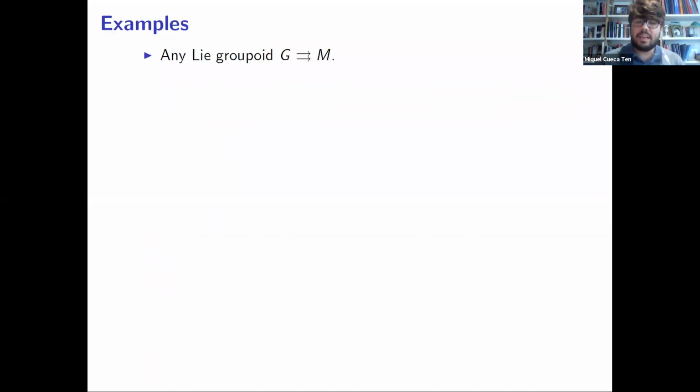Okay, so let me give some examples. Any Lie groupoid is just an example of a Stacky Lie groupoid, because any manifold is an example of a stack.